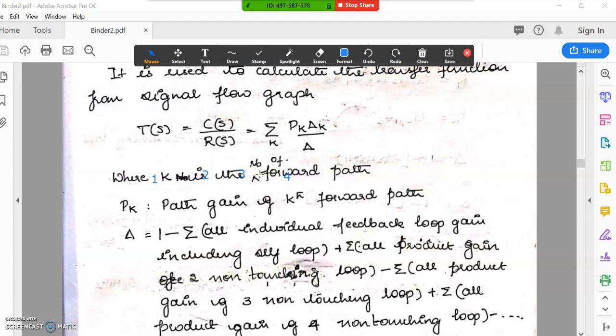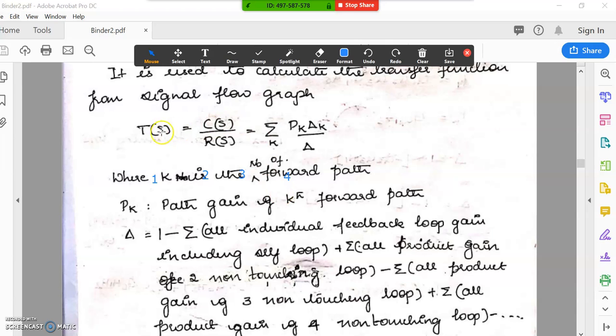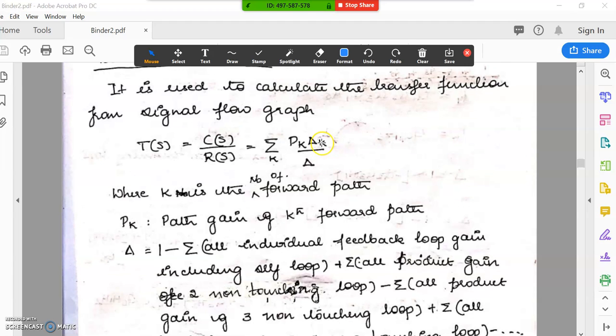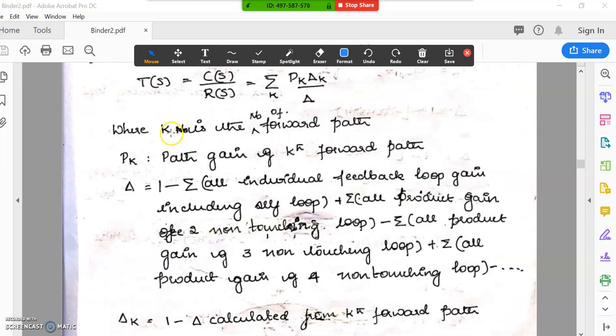Next, coming to Mason's formula, a very important formula. In Mason's formula, this is the one which will be used to find the transfer function. The transfer function T of S, which is equal to C of S by R of S, is given as summation Pk delta k by delta, where k represents the number of forward paths. In the example we saw, there were two forward paths. So the k value will be 2.